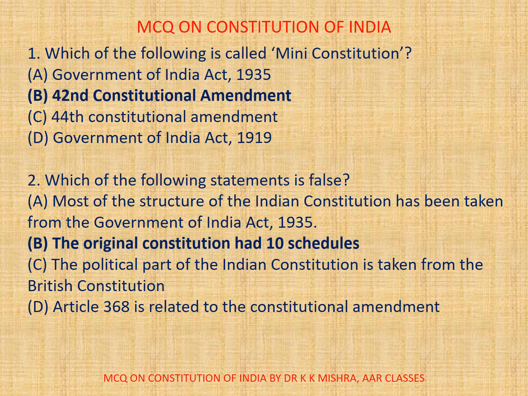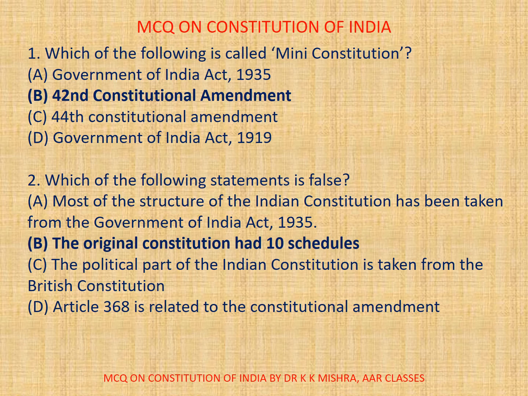Now, question number 1. Which of the following is called mini constitution? Options are A. Government of India Act 1935, B. 42nd Constitutional Amendment, C. 44th Constitutional Amendment, D. Government of India Act 1919. Correct option is B. 42nd Constitutional Amendment.